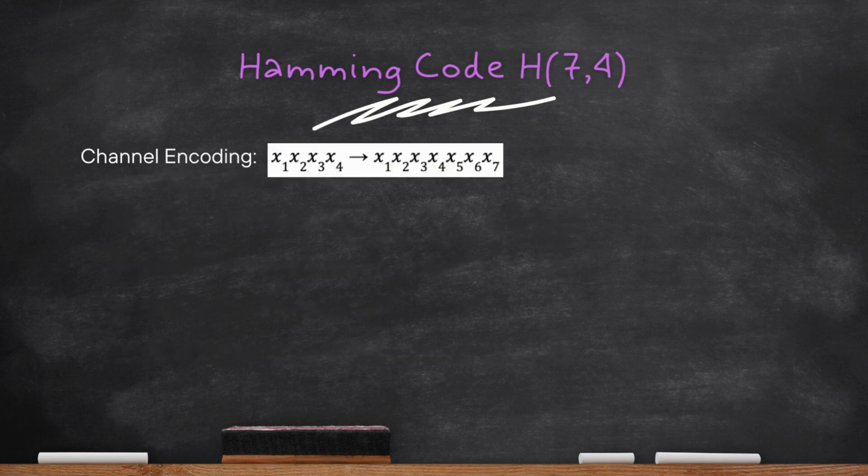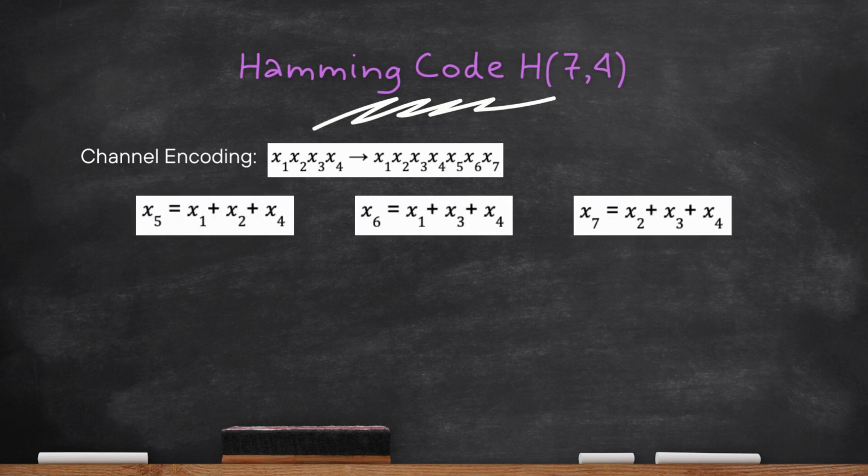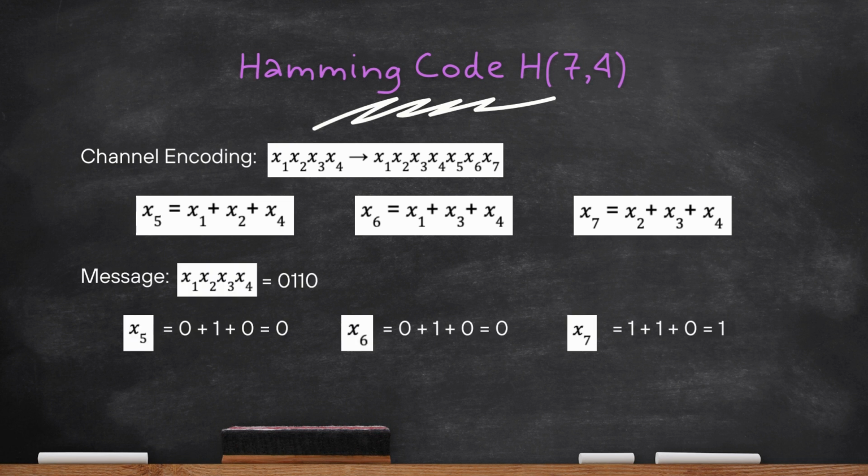So for example, we have our channel encoding of x sub 1, x sub 2, x sub 3, and x sub 4, and add 3 redundancy digits to form the code word, which is why we add x sub 5, x sub 6, and x sub 7. So this is the formula for x sub 5, x sub 6, and x sub 7. So let's take this message for example. We have our x sub 1, x sub 2, x sub 3, and x sub 4 as 0110.